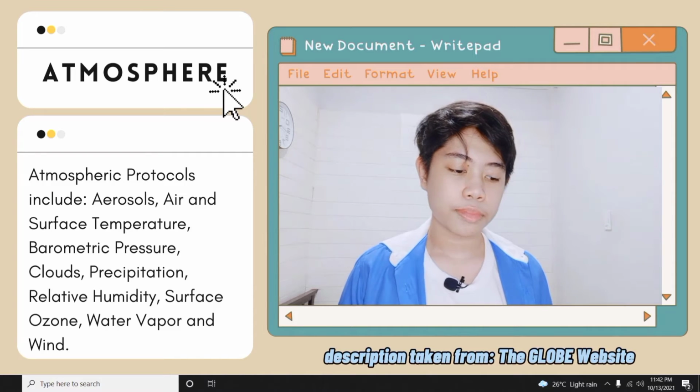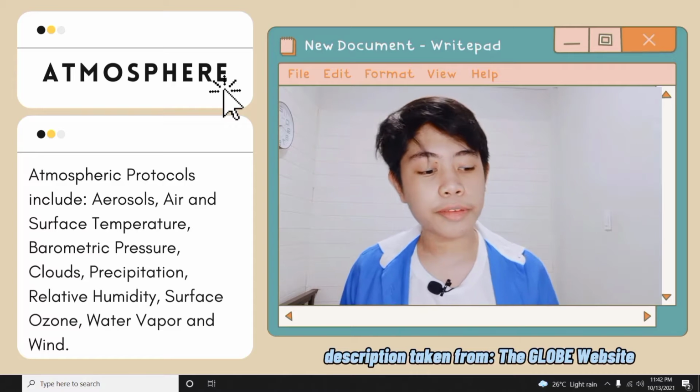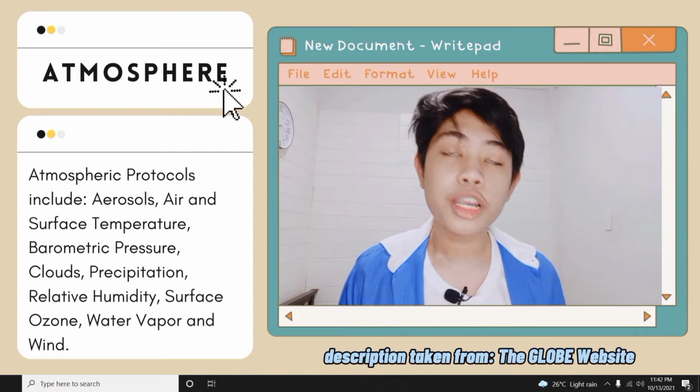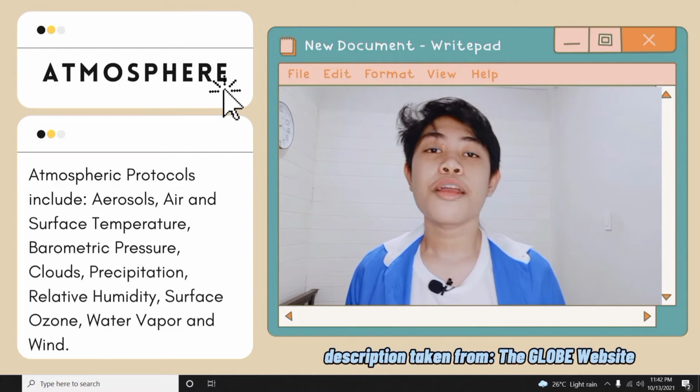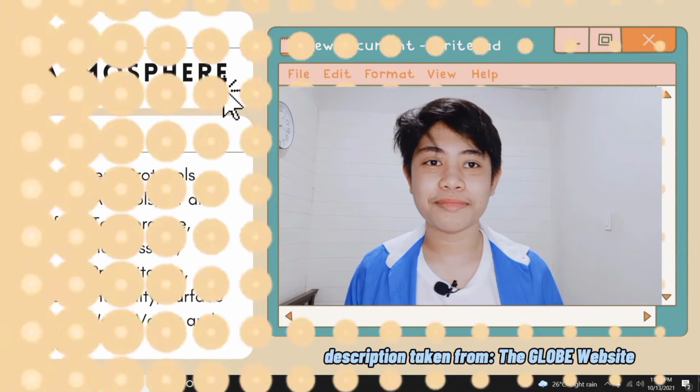and soil. Atmospheric protocols include aerosols, air and surface temperature, barometric pressure, clouds, precipitation, relative humidity, surface ozone, water vapor, and wind. These protocols are some of my personal favorites since I like studying about chemical pollutants in the air.